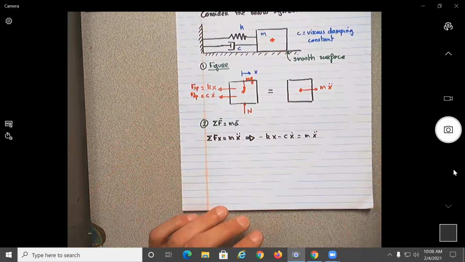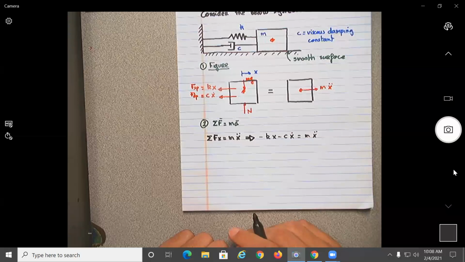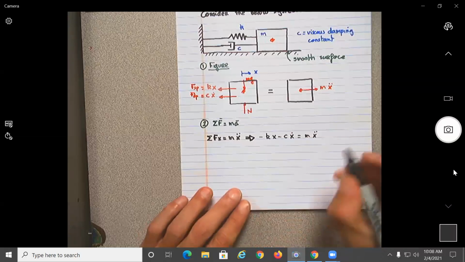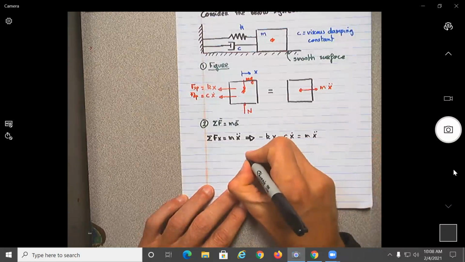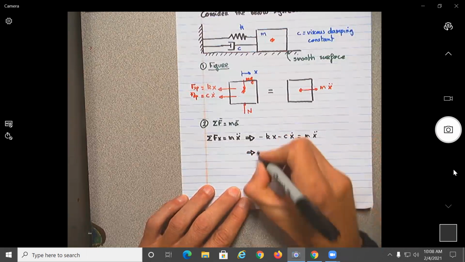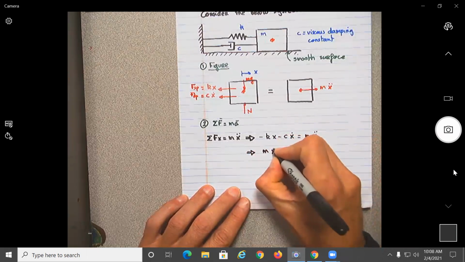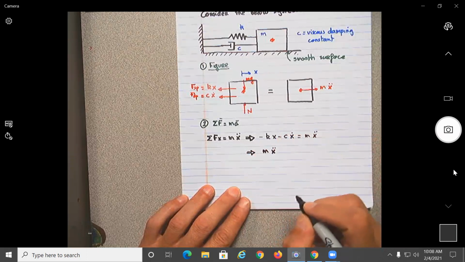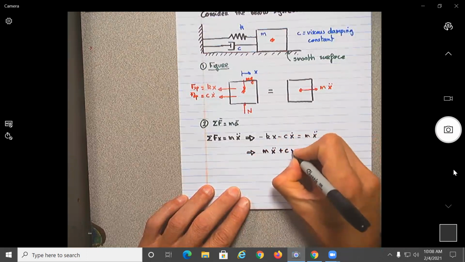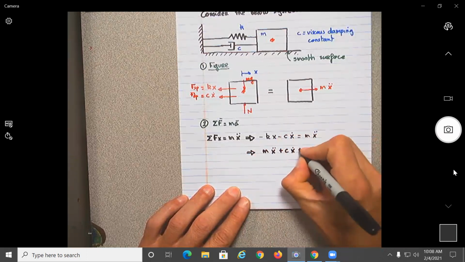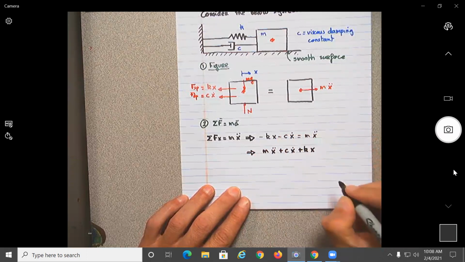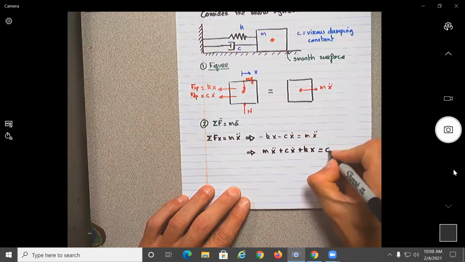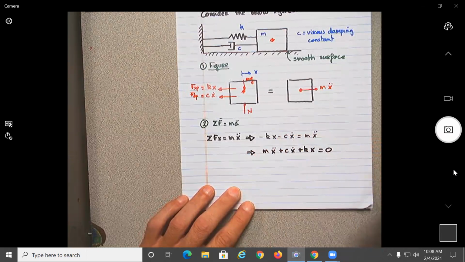Same thing as before. We can rewrite that equation as m x double dot plus c x dot plus kx equal to 0.